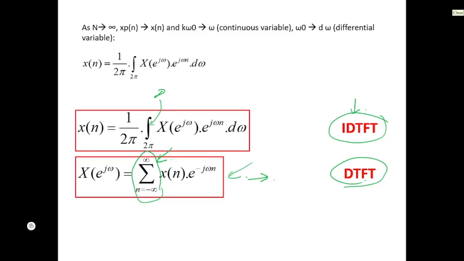The reason is that in the inverse discrete time Fourier transform, we have an integral function, and the use of an integral function means the inverse discrete time Fourier transform will have to handle an infinite number of signal components, and hence it becomes unrealizable in the digital domain. Okay.